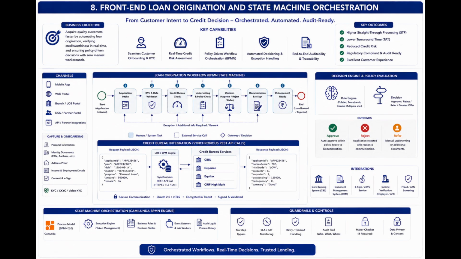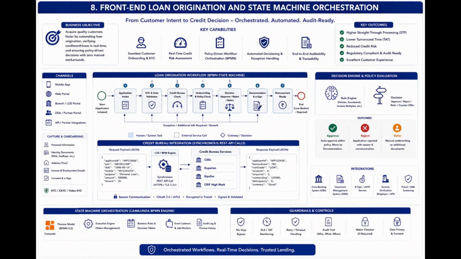8. Front-end loan origination and state machine orchestration. Focuses on the customer acquisition pipeline and the automated evaluation of credit risk before an asset is booked. Functionally, this initial lifecycle phase leverages a loan origination system, LOS, to seamlessly manage the front-end user journey, securely capturing applicant identity documentation and orchestrating the rigorous checks needed to verify creditworthiness.